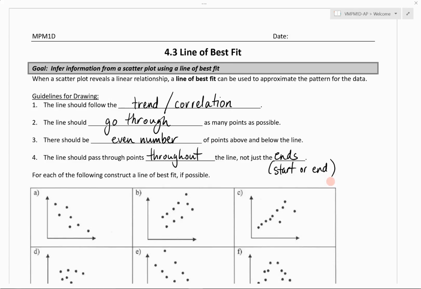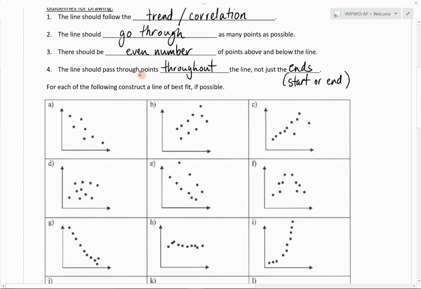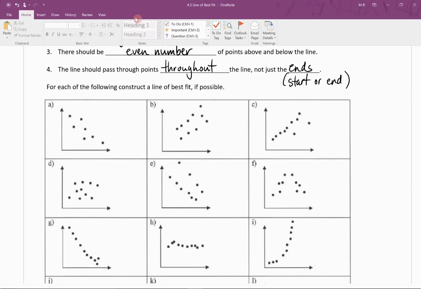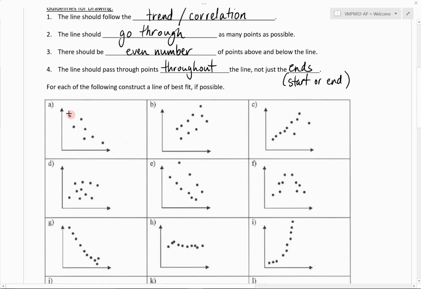Okay, so for each of these graphs, make a line of best fit. If I do the first one, I'm going to just take my straight edge here. The first one might look something like this. Again, you're following the rules here: 2 points below, 2 points above, and most of the points being touched in the middle. That's what you want to try and do: draw a line that best fits that data.